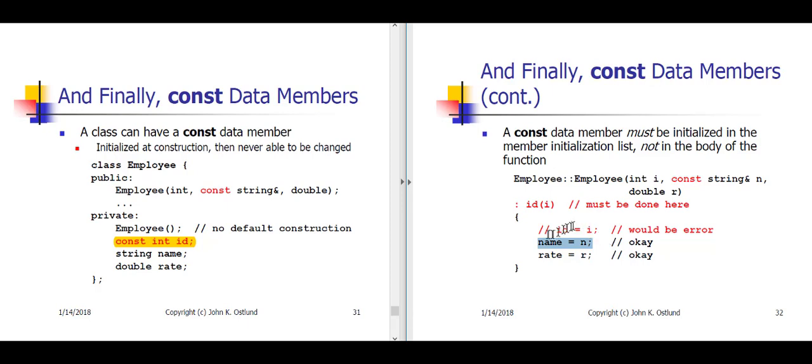But if ID is a const, then doing assignment is not allowed. You're not permitted to assign a value to a const, period. And consequently, the only way that you can establish the initial value for a const member is to use the member initialization syntax. We've been using the member initialization syntax quite a bit already.